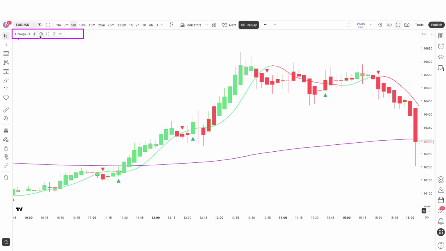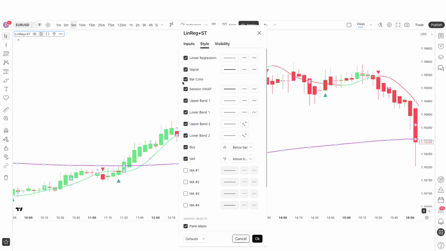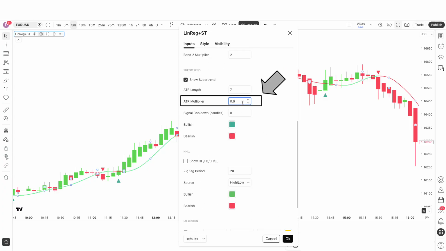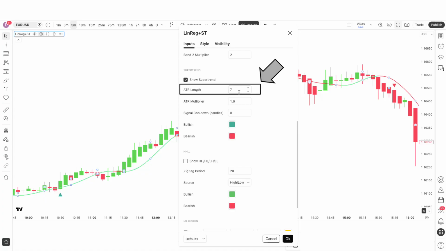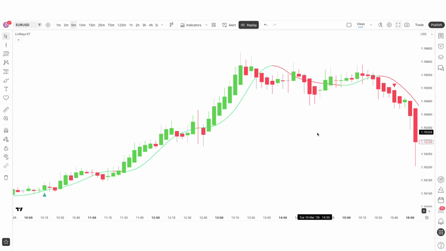Now change the indicator settings for perfect signals. First, we have to keep these options hidden. We change the ATR multiplier from 0.7 to 1.6. After that, change the ATR length from 7 to 3. Here everything is fine after that. Click OK. Now we'll add one more indicator to make this strategy more powerful.